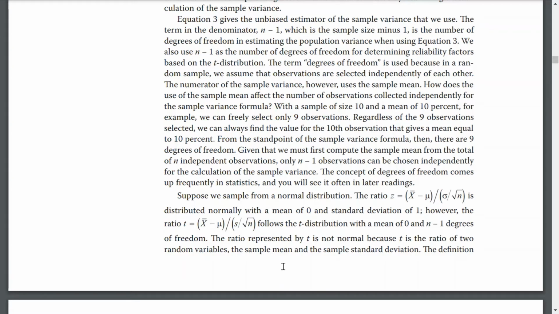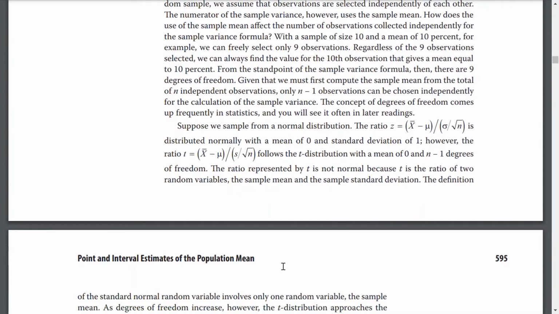Suppose we sample from a normal distribution. The ratio z equals x bar minus mu divided by the standard deviation divided by the square root of n is distributed normally with a mean of 0 and a standard deviation of 1. However, the ratio t equals x bar minus mu divided by s divided by the square root of n follows the t distribution with mean 0 and n minus 1 degrees of freedom.